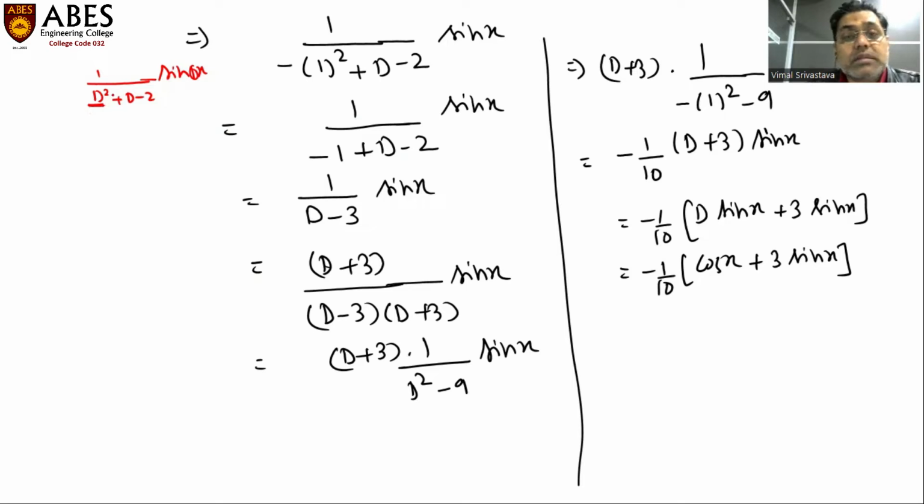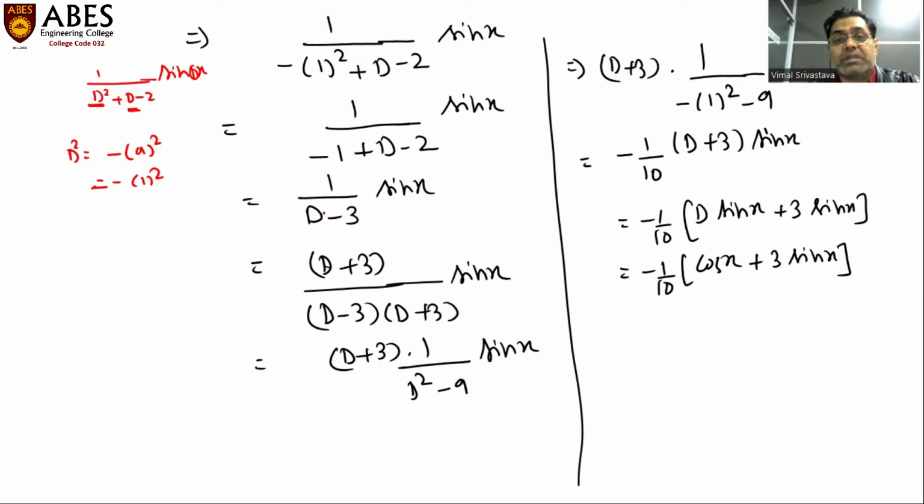So we will only consider the term D square. We will not touch this term of D. As we have discussed in our previous slide, D square will be replaced with minus of a square. So in our case, this is minus of 1 square. In this expression, we are replacing D square by minus of 1 square, plus D minus 2, sin x. Once we simplify this, it will become 1 upon minus 1 plus D minus 2, that is, 1 upon (D minus 3) sin x.